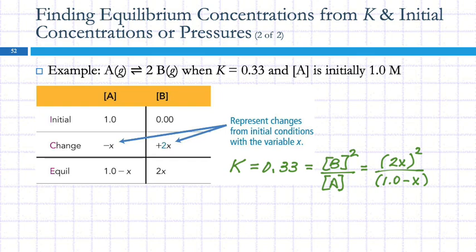So, I mean, you can go through the whole math thing where you've got 0.33 times 1.0 minus X is equal to 4X squared. And you can see you're going to end up with a quadratic equation. And there's an equation you can use to solve the quadratic equation. But we're beyond that. Most of your calculators can solve this problem for us.